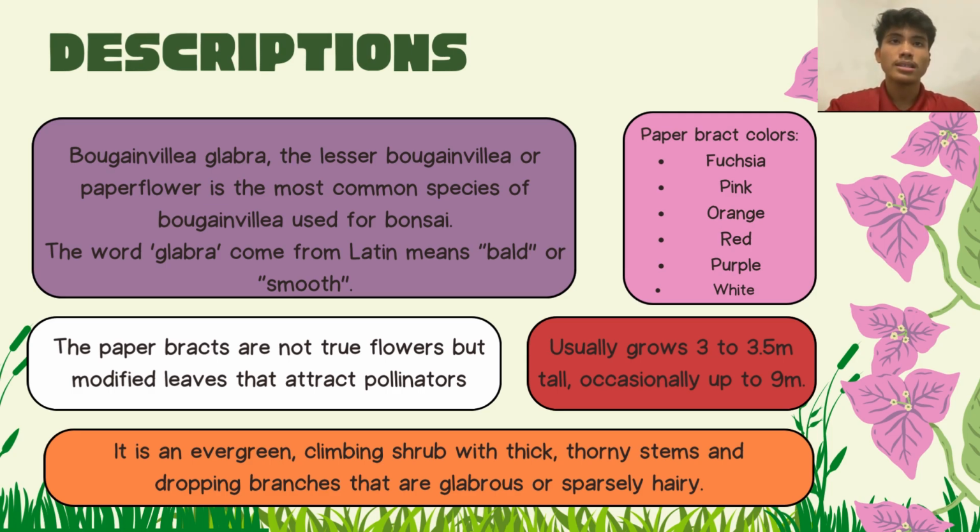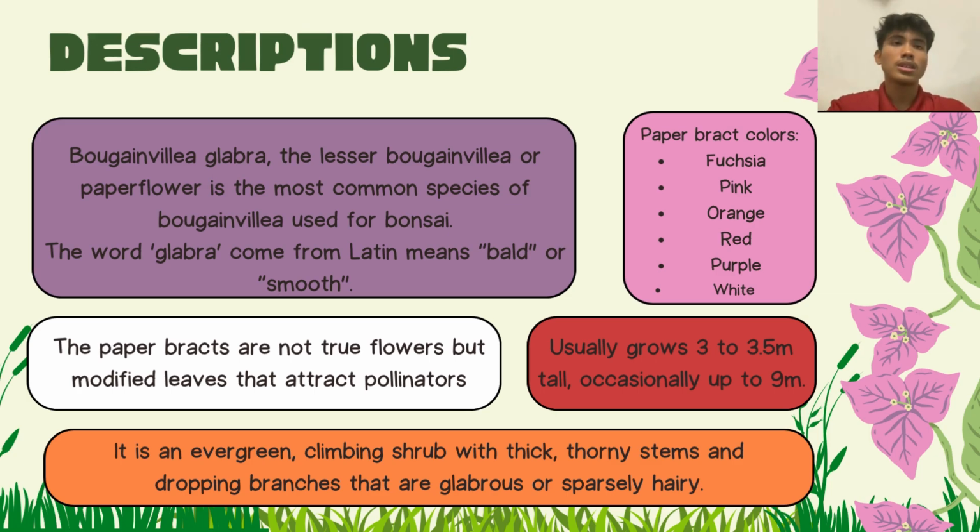Bougainvillea glabra, the lesser Bougainvillea or paper flower, is the most common species of Bougainvillea used for bonsai. The word glabra comes from Latin and means bald or smooth. The flowers that we usually see on the Bougainvillea are actually not the true flowers, but are called paper bracts. The paper bracts are not true flowers but modified leaves that attract pollinators, and they come in many colors such as fuchsia, pink, orange, red, purple, and white.